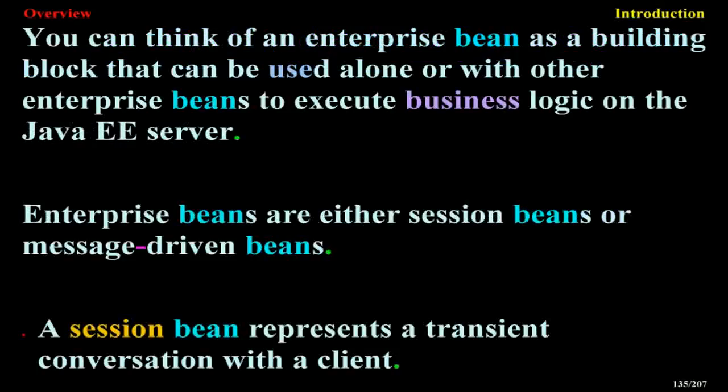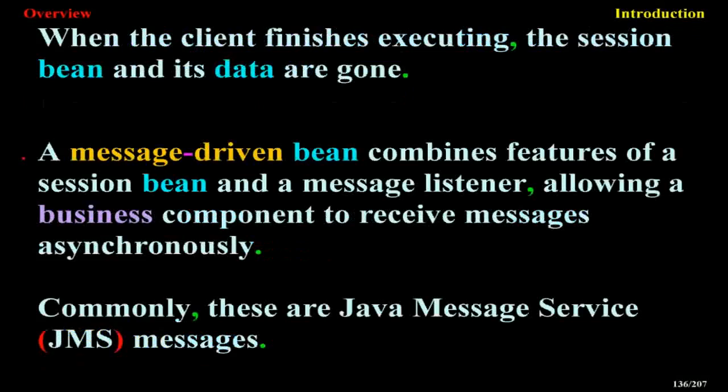Enterprise Beans are either session beans or message-driven beans. A session bean represents a transient conversation with the client. When the client finishes executing, the session bean and its data are gone. A message-driven bean combines features of a session bean and a message listener, allowing a business component to receive messages asynchronously. Commonly, these are Java Message Service (JMS) messages.